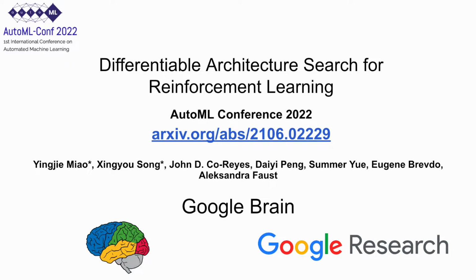Hi, my name is Xingyu Song, and today I'll be talking about our paper accepted to the AutoML conference titled Differentiable Architecture Search for Reinforcement Learning. This is joint work with Yingjie Miao, JD Co-Reyes, Daiyi Peng, Summer Yue, Eugene Brevdo, and Aleksandra Faust, all of whom are part of the Google Brain team.